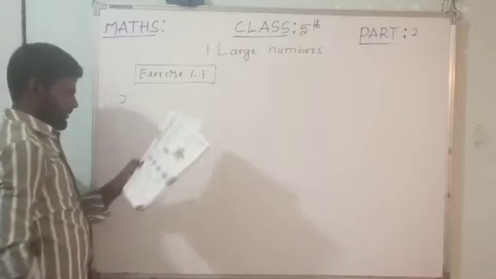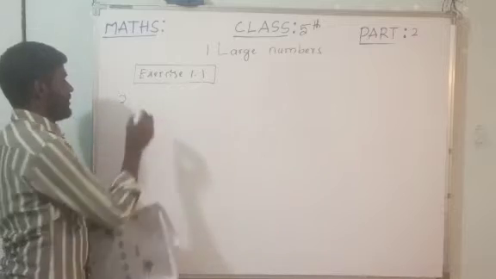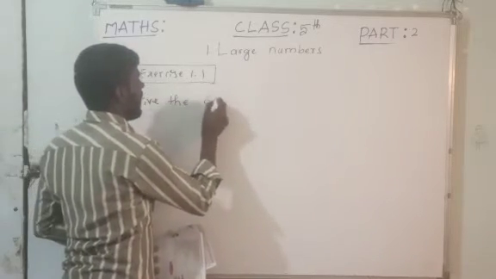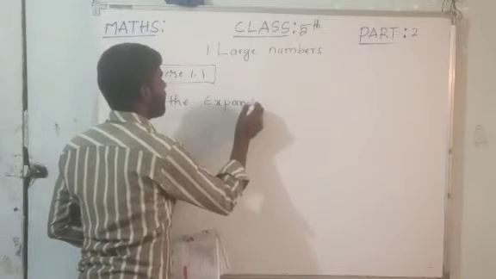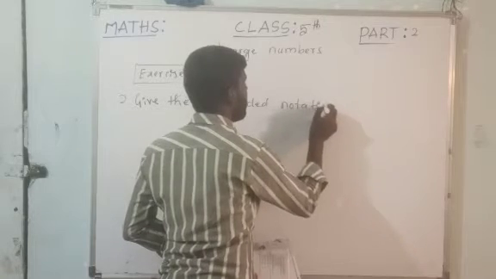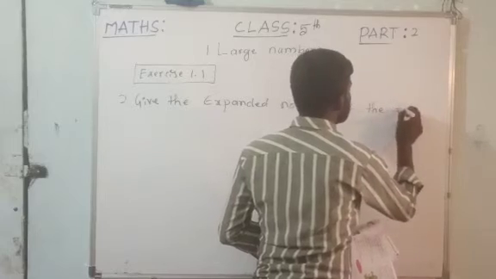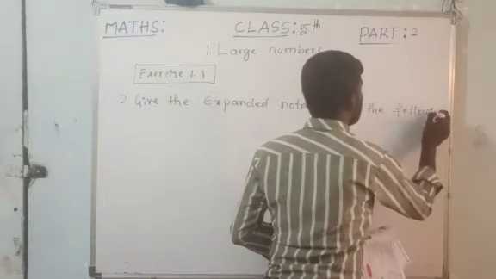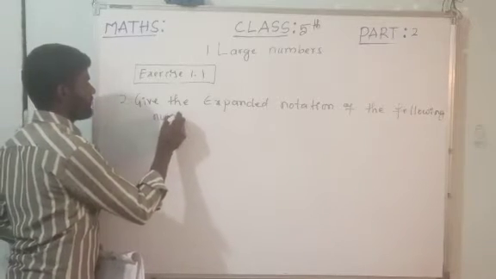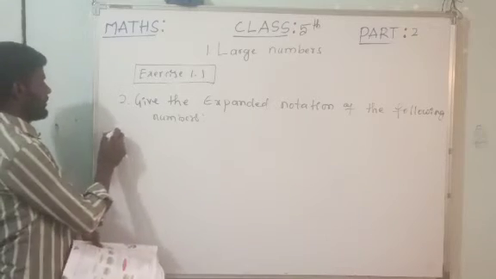Second main. Give the expanded notation of the following numbers. First, question number A.